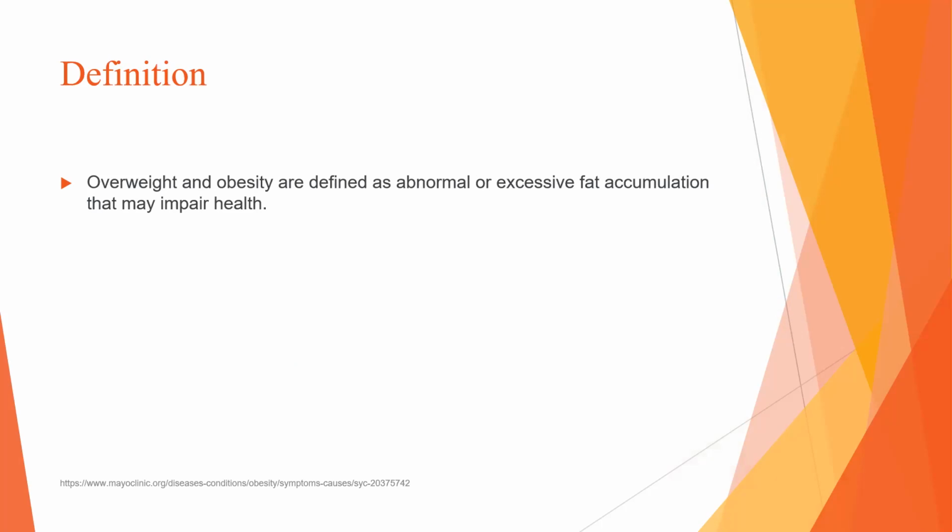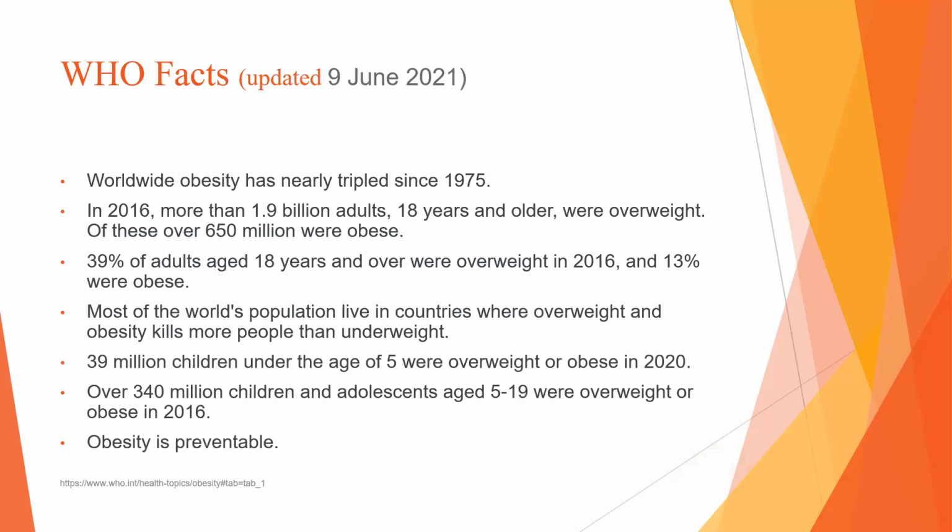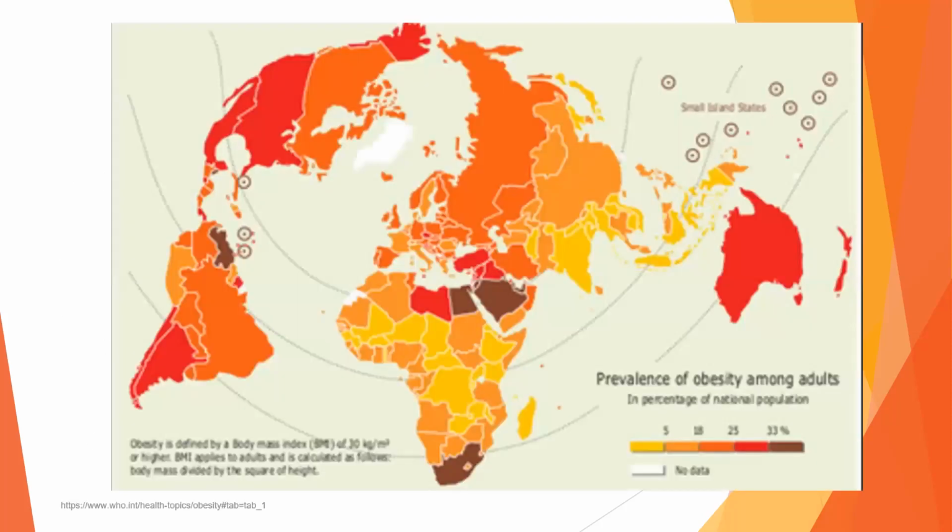So what is overweight and obesity? It is an abnormal and excessive fat accumulation that impairs health. Worldwide, obesity has tripled since 1975, and in 2016 there were 1.9 billion overweight adults, of whom 39% were aged 18 or over. By the end of 2020, 39 million children under 5 years of age were overweight or obese worldwide. But still, obesity is considered preventable.